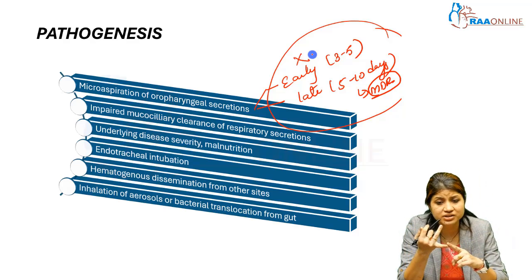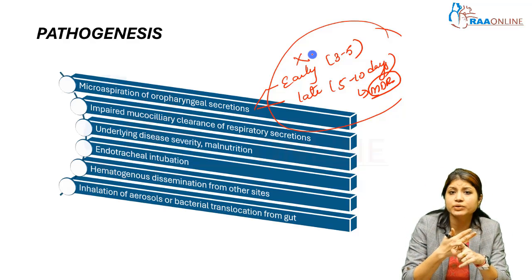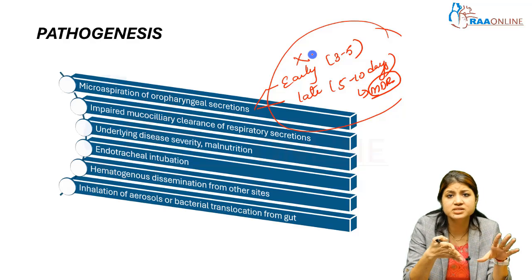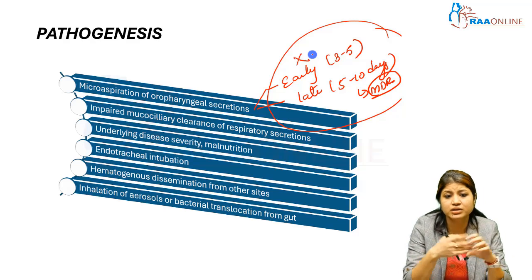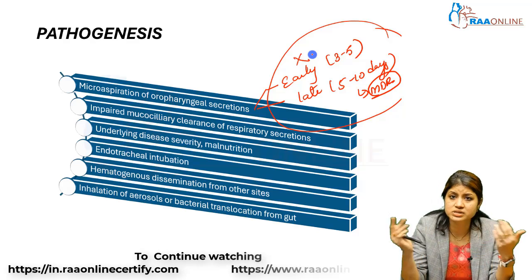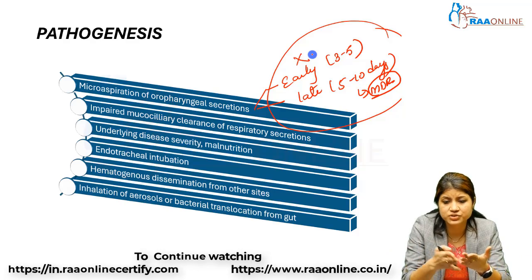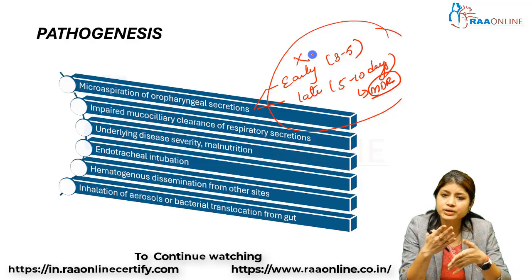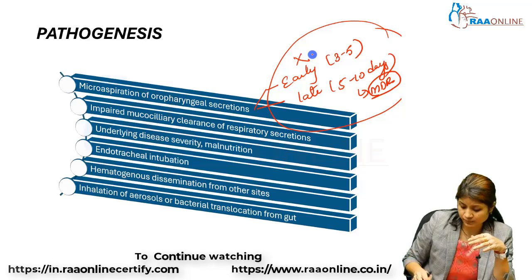It can also be as simple as hematogenous dissemination from other sites. It could be a blood culture related infection, a pyelonephritis, an abscess, or an abdominal infection. Or it could be inhalation of aerosols, like cross infection from one patient to another, or it could be bacterial translocation from the gut.